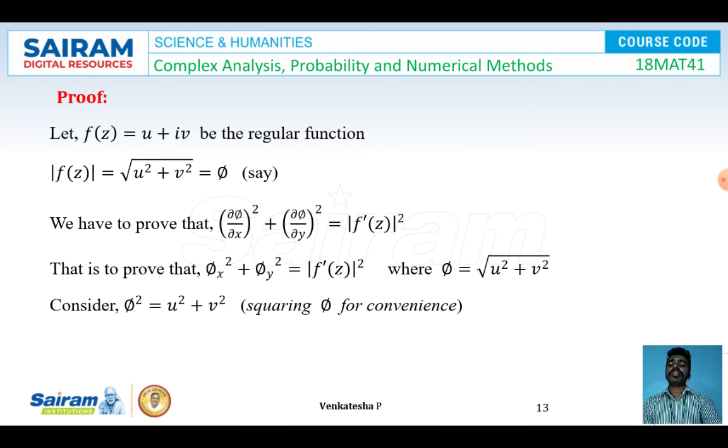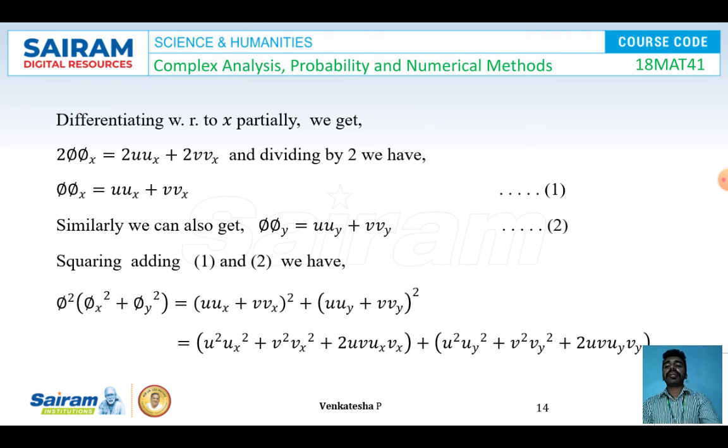Suppose I differentiate this expression with respect to x one time, I'll be getting 2 phi phi x. So phi squared will become 2 phi, and solving, I'll be getting phi phi x. Similarly for u squared also, it will become 2u ux, 2v vx, and I'm going to divide the entire equation by 2. I got phi phi x is equal to u ux plus v vx.